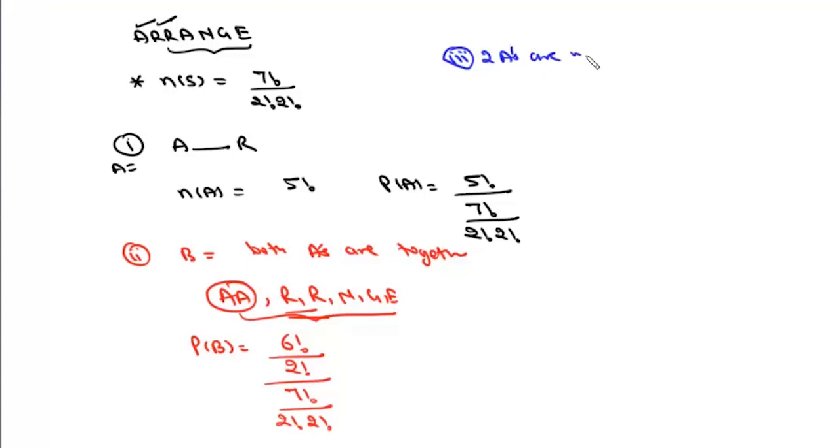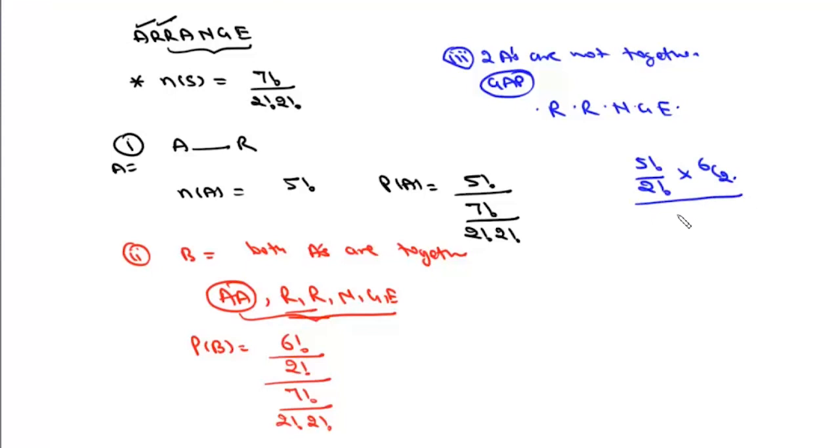And this third one is, suppose the 2 A's are not together. Now if these 2 A's are not together, we can use the gap method. So we'll arrange all the remaining R, R, N, G, E, and it can be done in factorial 5 divided by factorial 2 ways. And then we have 1, 2, 3, 4, 5, 6 gaps. And in these 6 gaps, we have to arrange these 2 A's, and it can be done in 6C2 ways. Divided by the total number of ways, which is factorial 7, factorial 2, factorial 2. And that's the probability of this event, say event C.